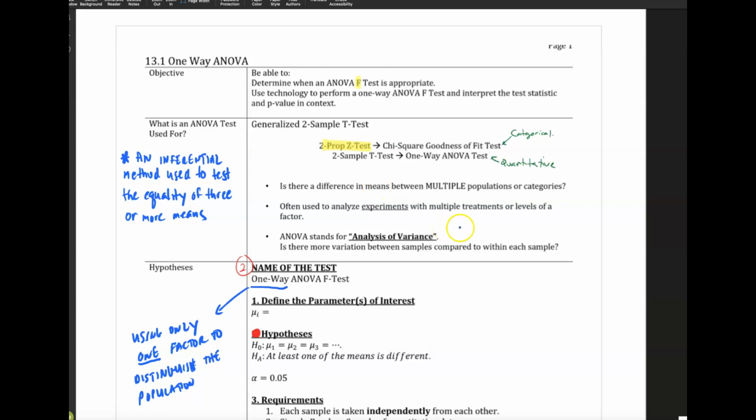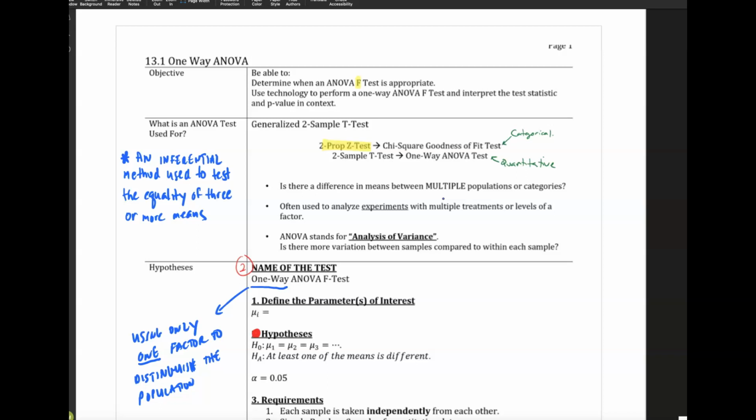We now take a look at a situation where we use inferential methods to test the equality of three or more means. So instead of just comparing two groups, we want to compare more than two groups, right? Three or more. And so to do that, we do something called an ANOVA test.